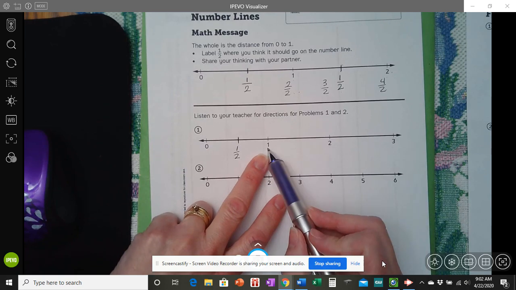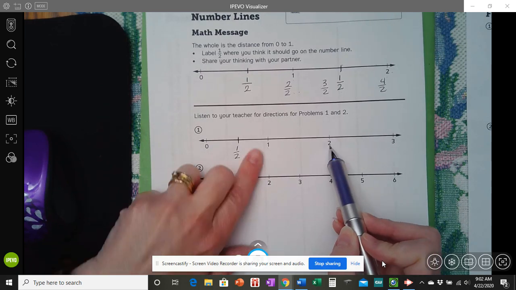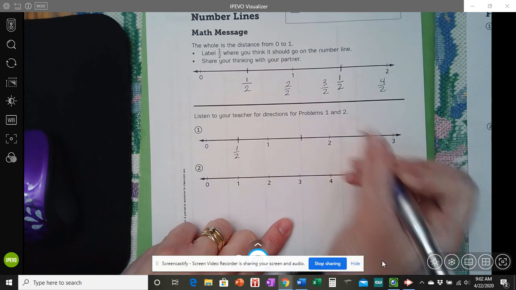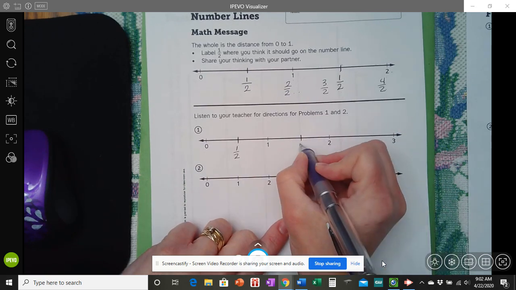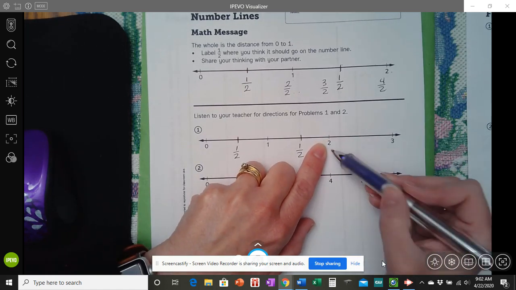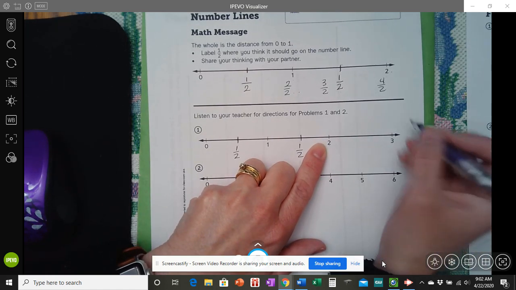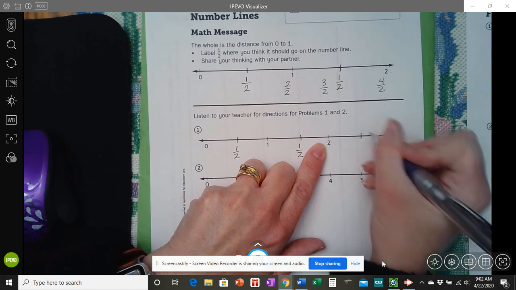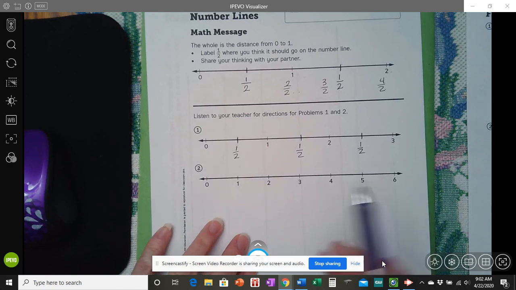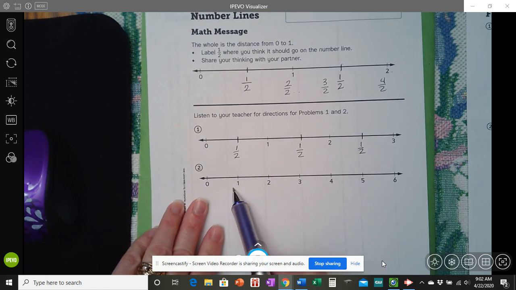Okay, so here we have 1 over 2. I'm looking at this section, going to divide it into half also. So that gives me, again, 1 over 2. Looking at just between the 2 and the 3, I'm going to divide it into half, and it gives me 1 over 2. Okay? Alright, so now we're moving down to number 2.